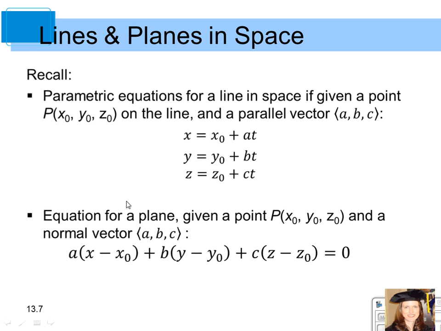To find the equation of a plane, you also need 2 things. You need a point and you need a normal vector. You'll be using the coordinates of the point for your x0, y0, z0, and the components of the normal vector a, b, c as your coefficients.